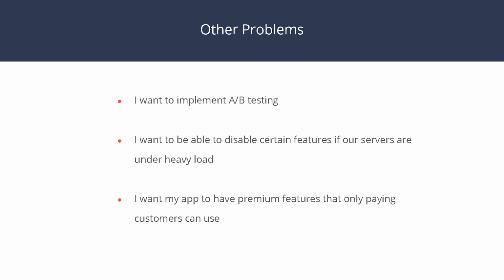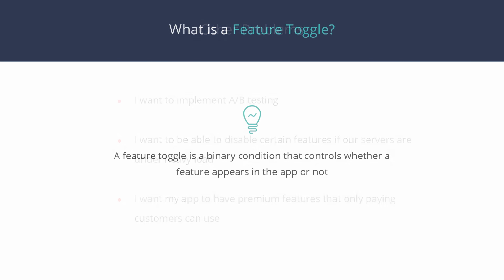And these are just some other general problems totally unrelated to feature branching or continuous integration. I want to implement A/B testing. I want to be able to disable certain features if our servers are under heavy load. And I want my app to have premium features that only paying customers can use. And the answer to all of your problems is feature toggling. So that's what we're going to be diving into here.